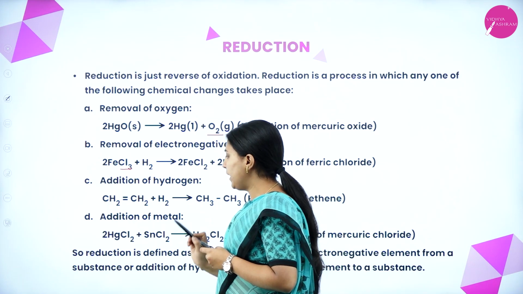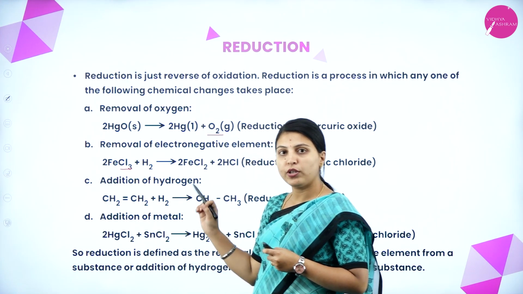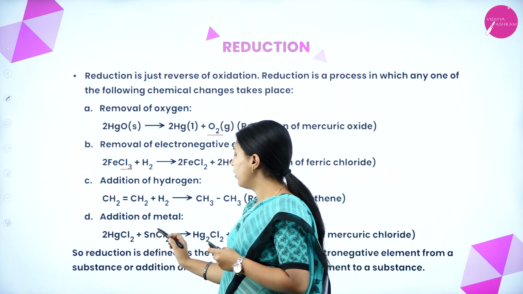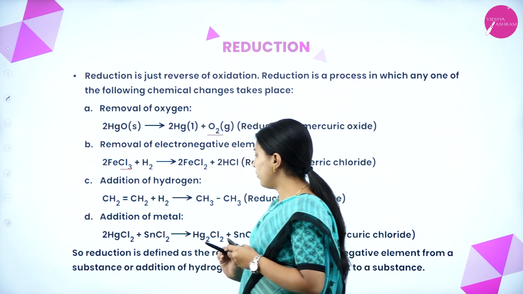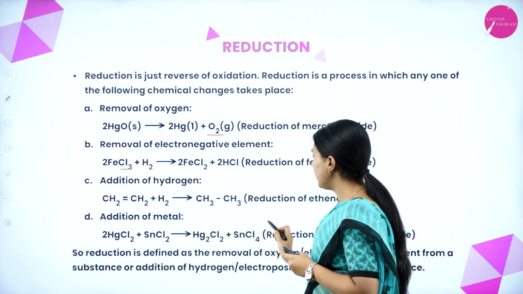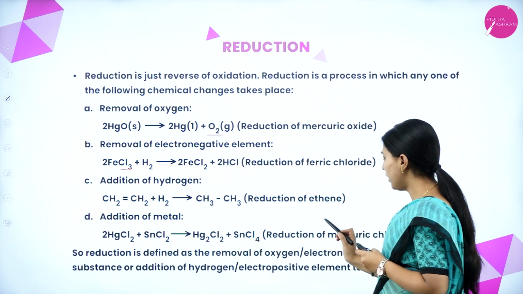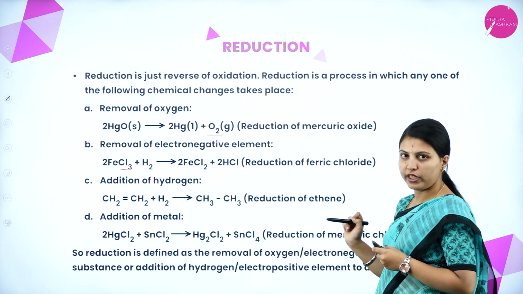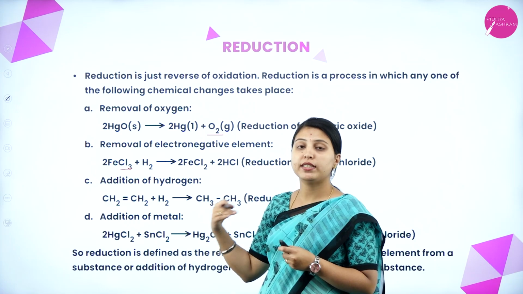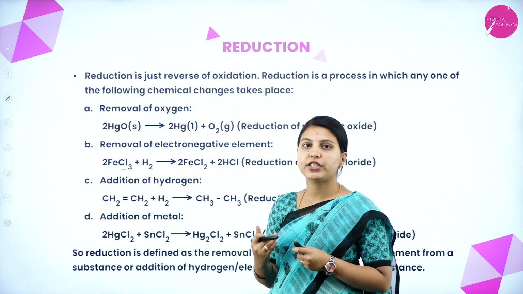Addition of metal means electropositive metal or element. Mercury chloride, for that tin reacts with tin chloride, that is mercury chloride plus tin chloride. Reduction of mercuric chloride is going to happen. These are the 4 ways, and it is the reverse of the oxidation process.